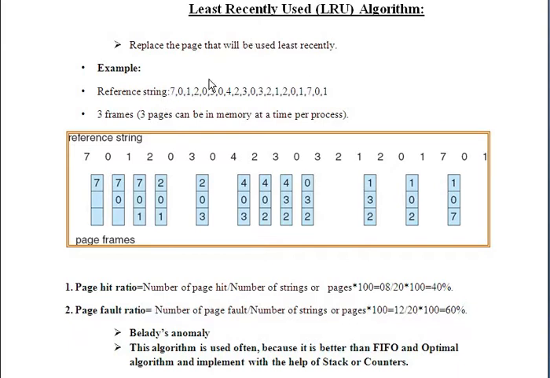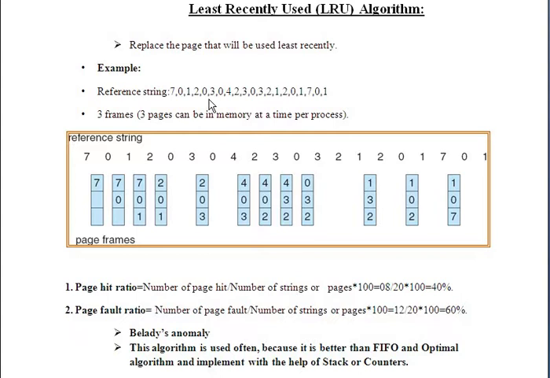That means in optimal, what we did was look forward. Now here we have to look back and then decide. So let us demonstrate this algorithm with the help of an example. Again I am using the same example, which has 20 page numbers or strings. Then I have 3 frames.